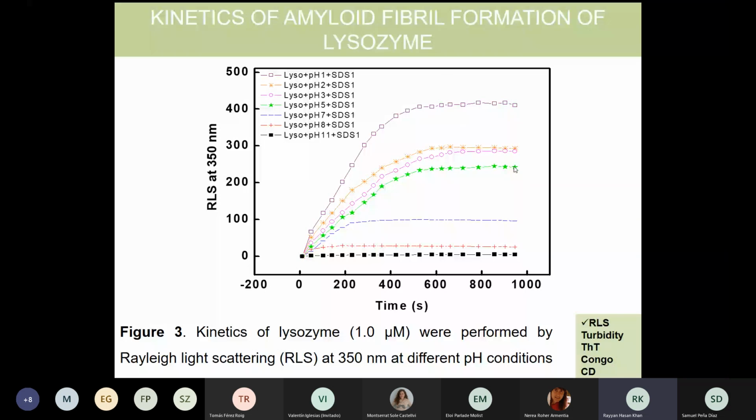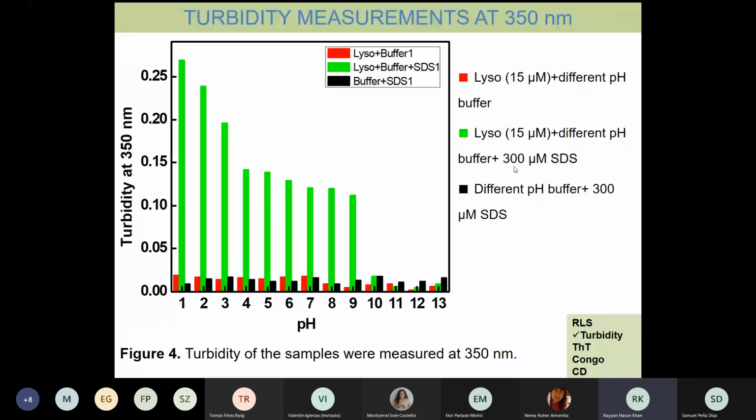The second thing is we observed the turbidity. We also took the blank, but I'll skip that because of the shortage of time. Here 15 micromolar lysozyme along with SDS, and the turbidity is measured. It's almost a similar pattern to what we observed in the Rayleigh scattering, and we get maximum turbidity at pH 1.